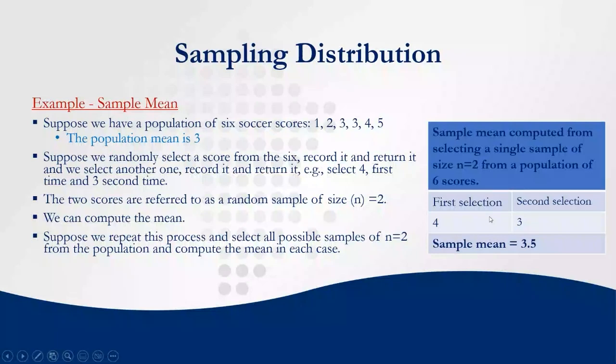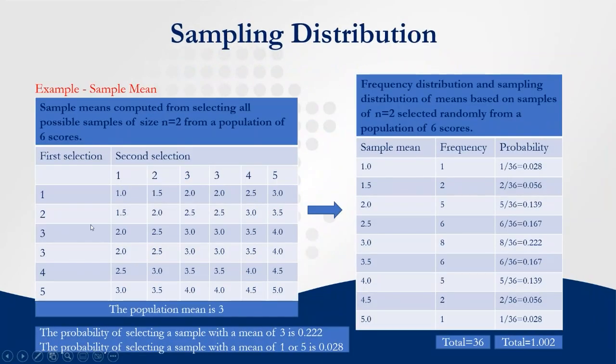For example, in the first selection I can get a 4, and in the second selection a 3. The sample mean for those will be 3.5. If I continue that way, first I can select a 1, and then when I select again, I can get a 1, or a 1 and a 2, or a 1 and a 3, and a 1 and a 3 again, because I have 2 3s in the population. If I get a 1 and a 1, the average is going to be 1. If it's a 1 and a 3, the average will be 1.5. So here I have all the possible sample means that I can get.